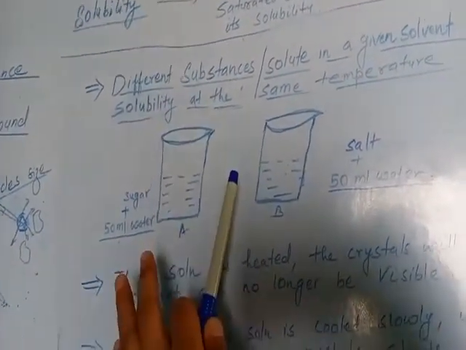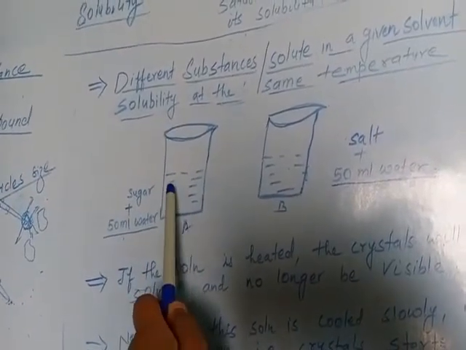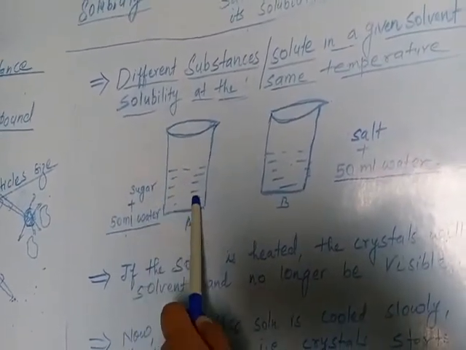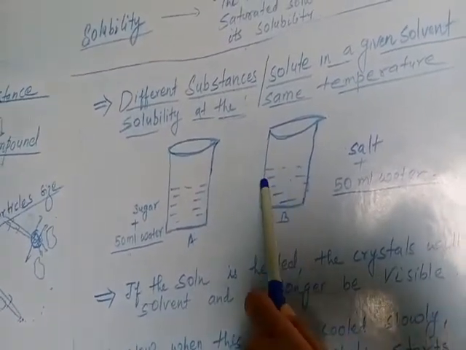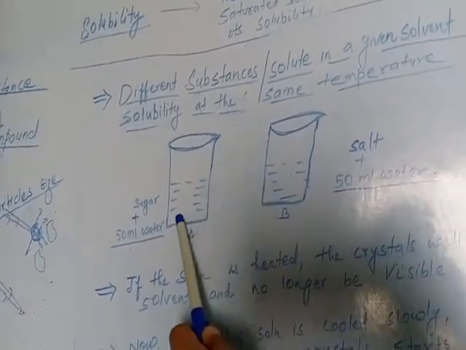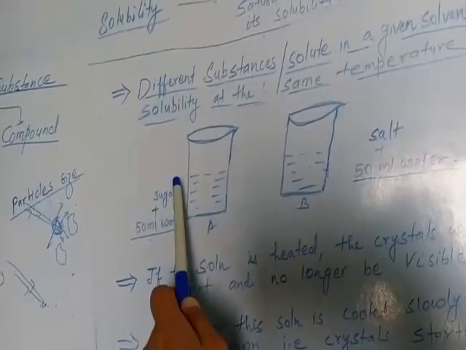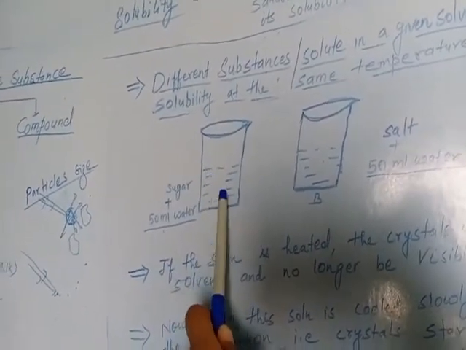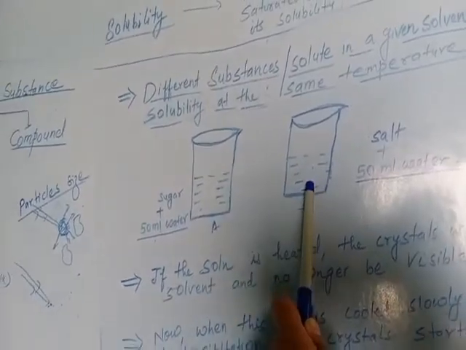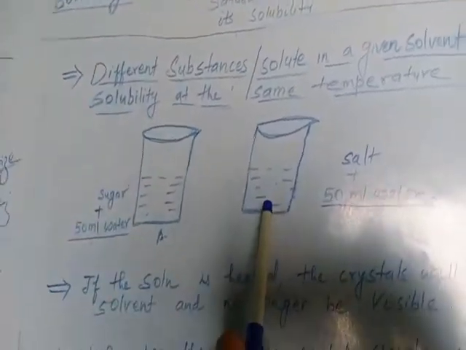Now we will see how much sugar is dissolved in 50 ml of water and how much salt crystals is dissolved in 50 ml of water. So from the observation we come to know that the amount of the sugar dissolved in 50 ml of water is more than the amount of salt crystals dissolved in 50 ml of water.